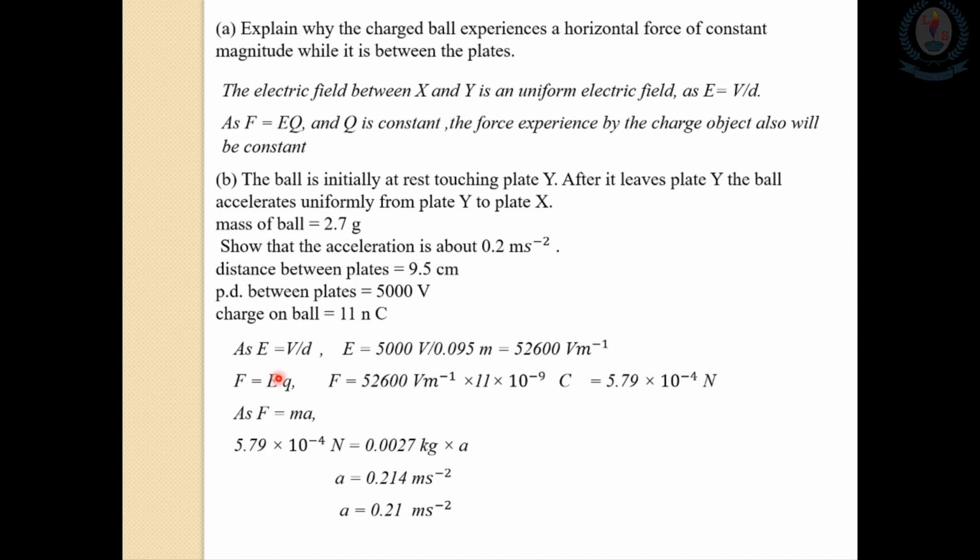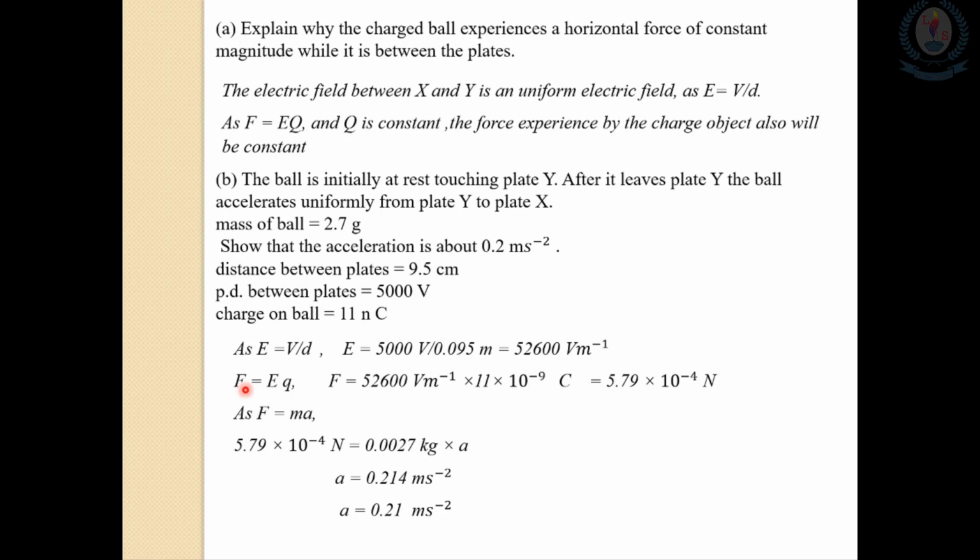So we have calculated the field strength and we have the charge, but it is given in nanocoulomb. But keep in mind, whether it is nanocoulomb, micro, whatever, for the substitution of F equals EQ, the Q unit should be coulomb. So we have to convert the value appropriately to coulomb. It has been done here, and the final answer for the resultant force, or the electrostatic force, is 5.79 × 10^-4 Newton.